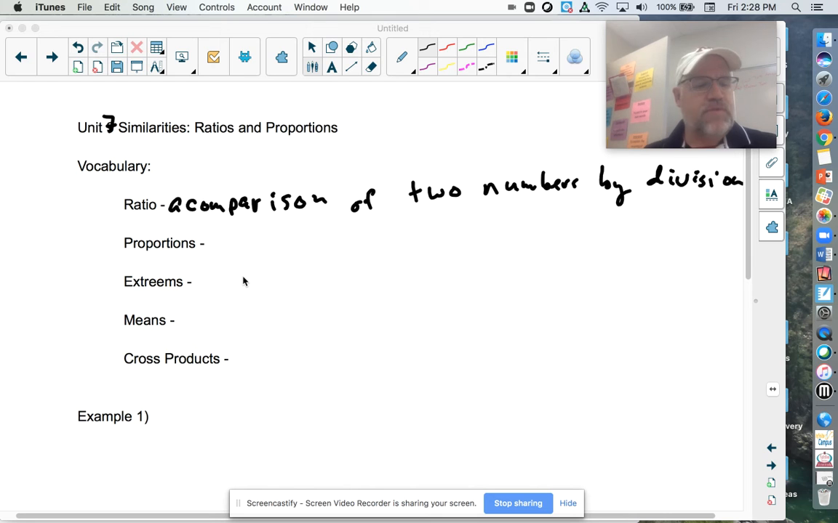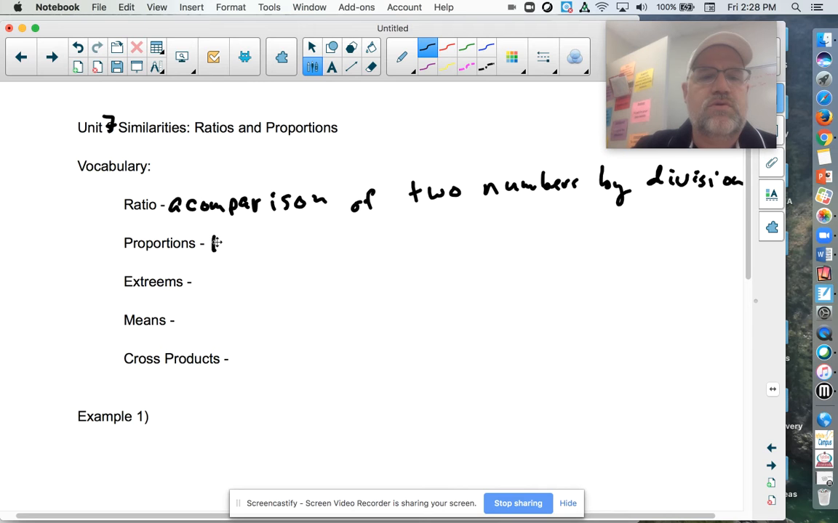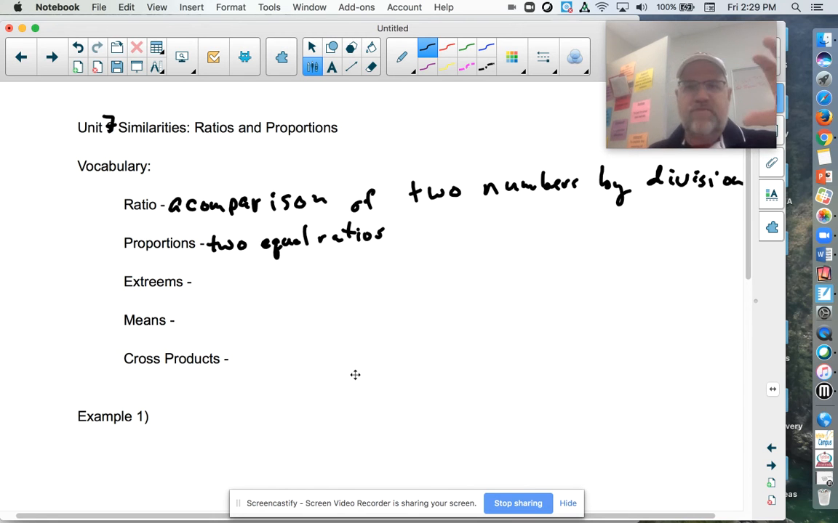A proportion is just two equal ratios. Two equal ratios. So that kind of makes sense. If you have 1/2 equals 4/8, that's a proportion. Okay, and so then I have this idea of, actually, let me draw you and show you what it might look like. So let's suppose I had a ratio A over B equals C over D.